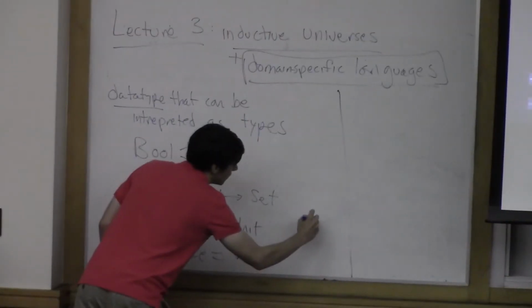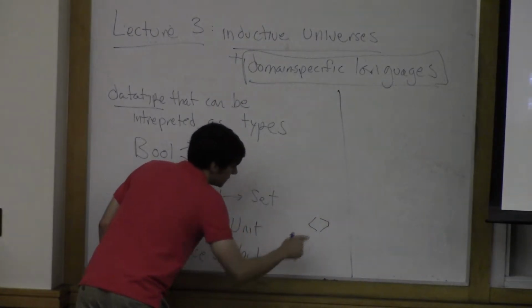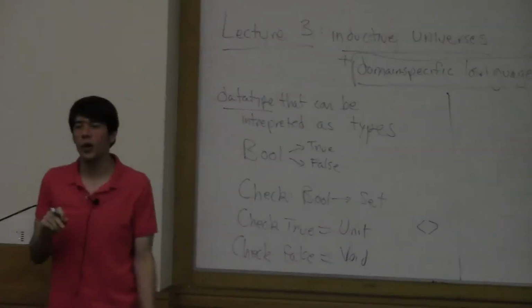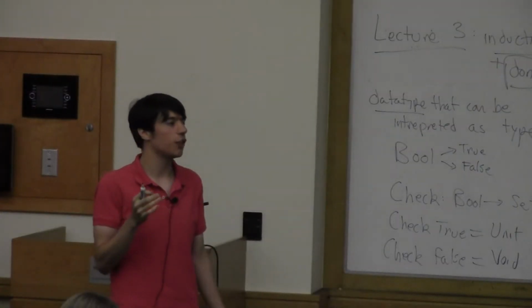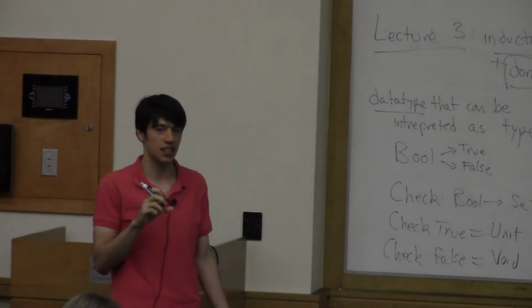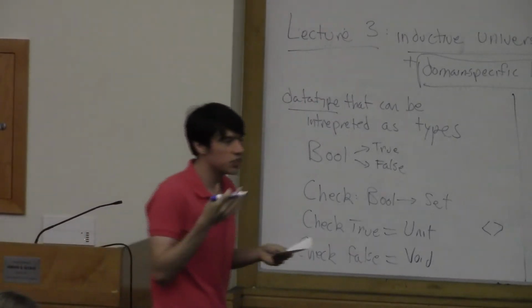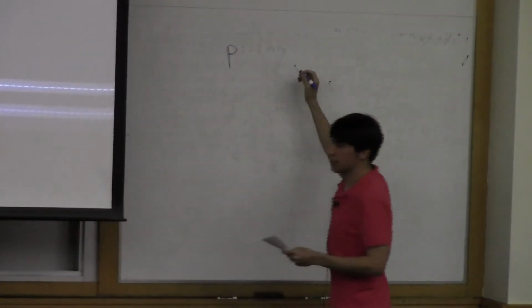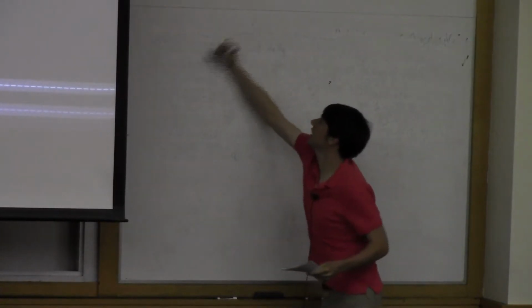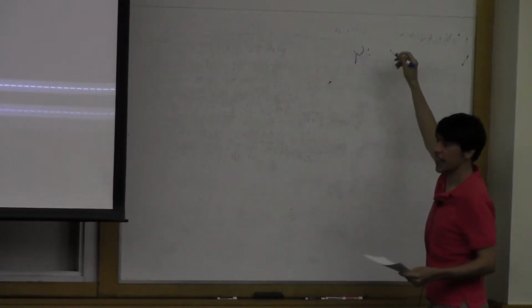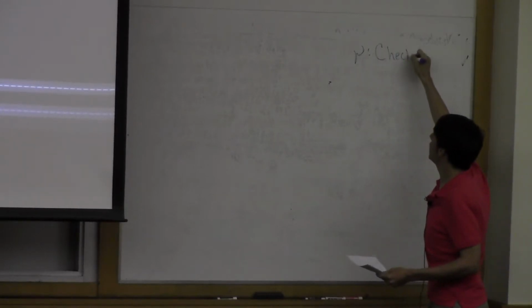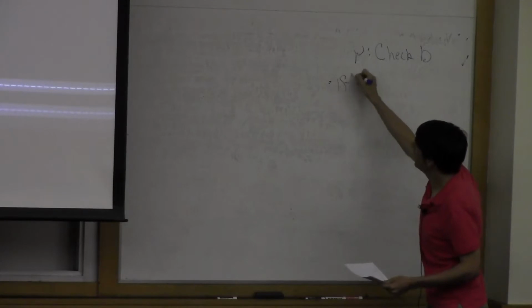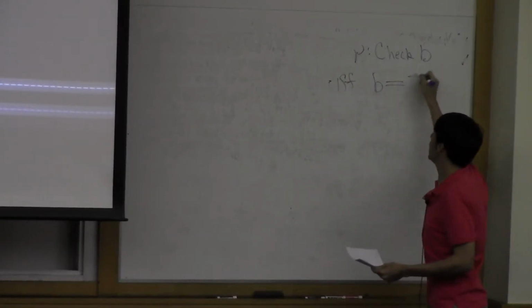It's written angle bracket, angle bracket. So it's an empty tuple. And void has exactly 0 elements. Void is the empty type, the type with no inhabitants. So its inhabitants are written like that. And the point is that check turns a Boolean into a type in such a way that there's a term p of type check b if and only if b evaluates to true.